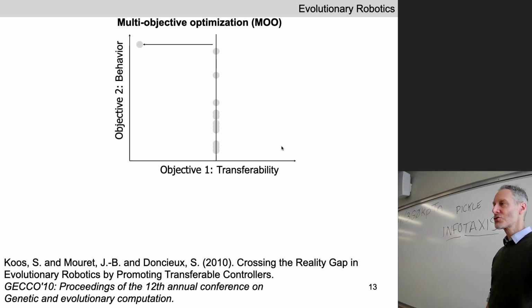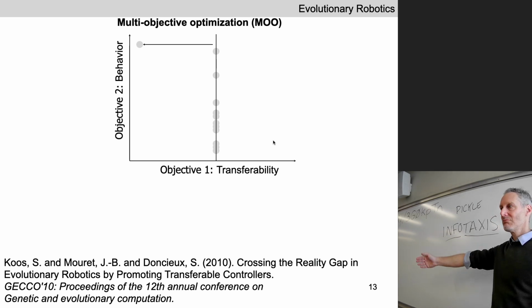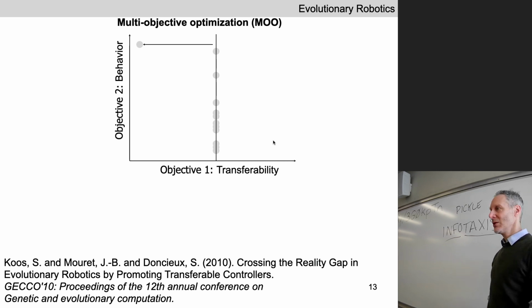How about controllers out here in the lower right? Controllers that have high transferability predictions, but low behavior in simulation. The robot you're about to see costs about $20,000. If you break it, the bill is coming to you. Let's choose carefully. We don't want to transfer a whole bunch of controllers. We want to choose carefully what we send to reality.